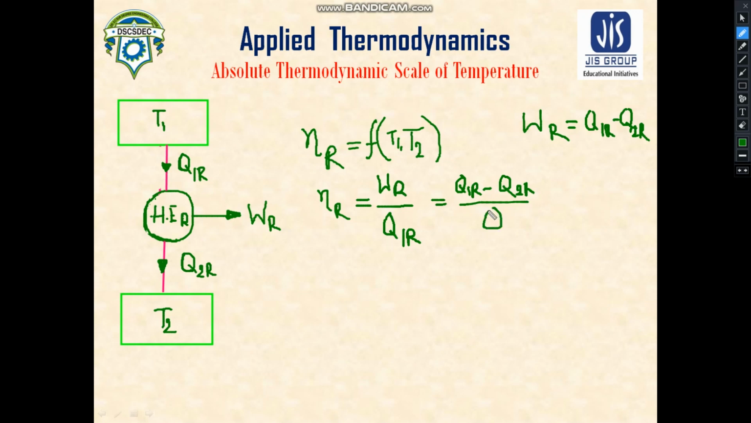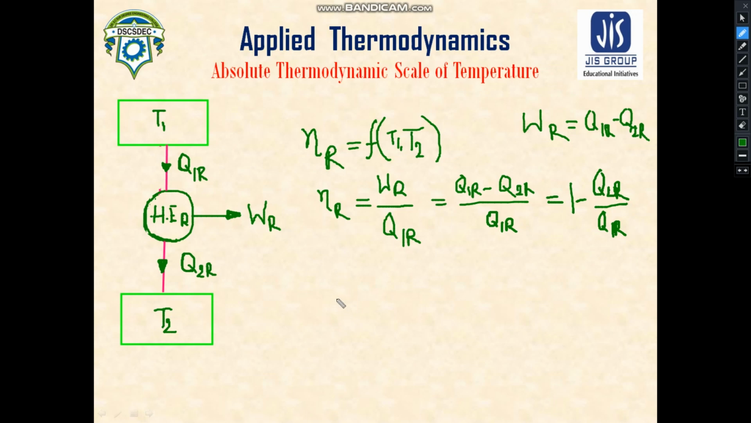So you can write (Q1R minus Q2R) divided by Q1R. I'm sorry, I will rewrite it once. It will be 1 minus Q2R divided by Q1R. So this efficiency can be represented by this formula. This formula is valid for reversible as well as irreversible heat engines. So this is a general formula.